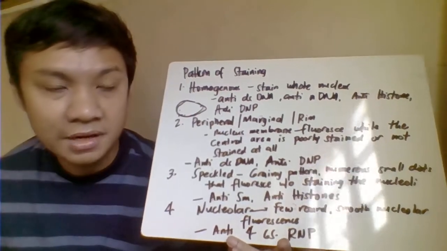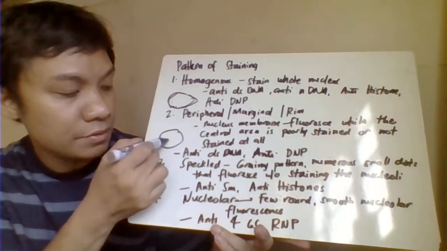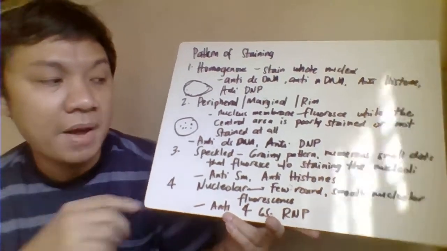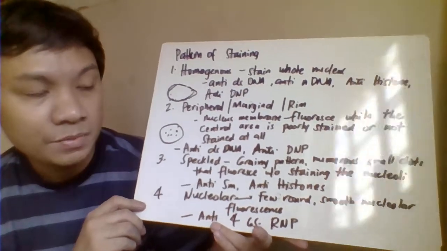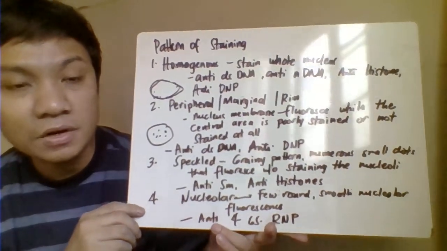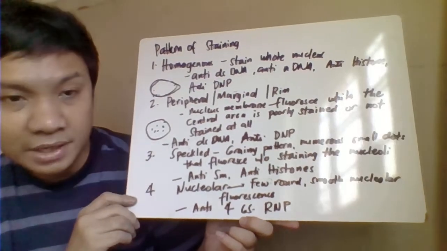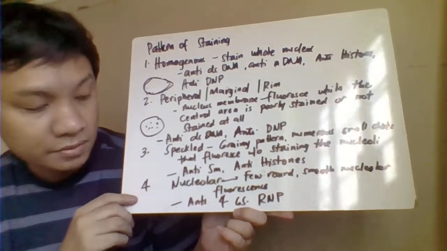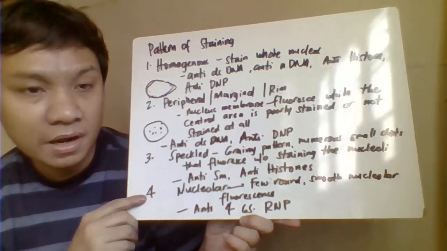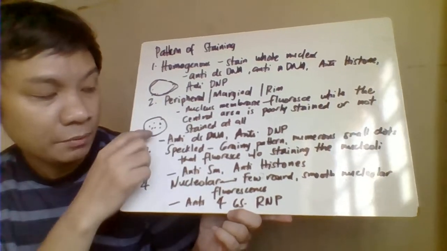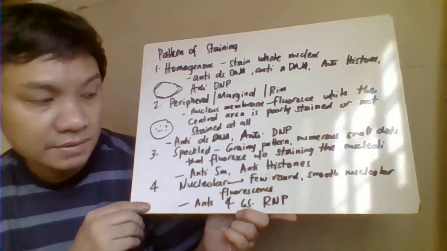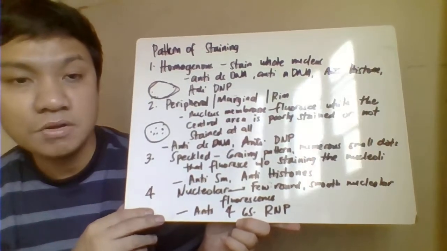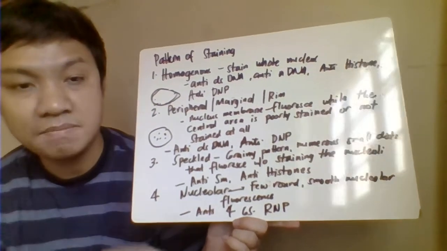Your speckled pattern, on the other hand, is characterized by small dots in the nucleus. So that's your grainy pattern with numerous small dots that fluoresce, but the nucleoli do not fluoresce or do not stain. Again, that one is related to your anti-Sm, anti-Smith, and anti-histones. Another one, we have the nucleolar pattern. So that's a few round, smooth nucleolar fluorescence, and it is related to your anti-4,6S RNP.